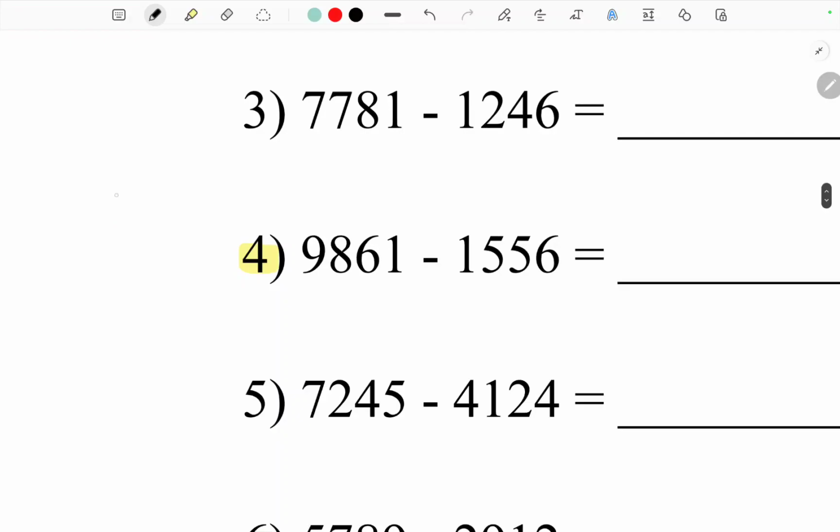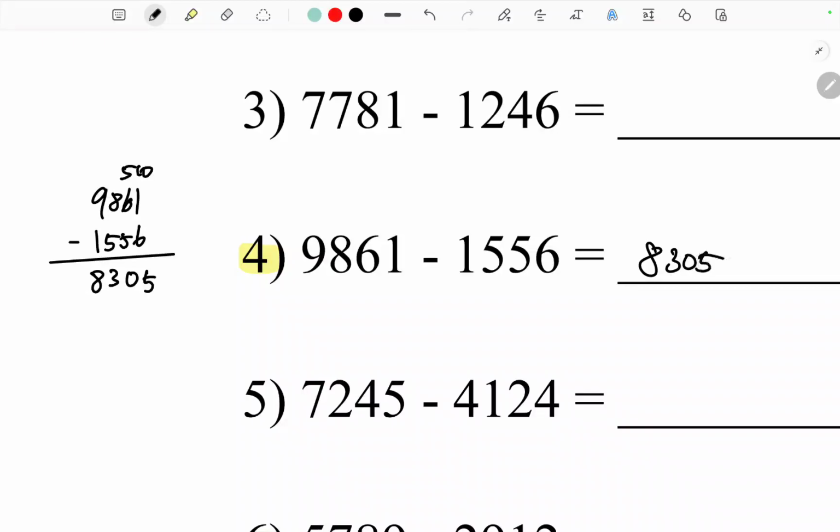Number 4. 9,861 minus 1,556. You're gonna borrow again. So 11 minus 6 is 5. 5 minus 5 is 0. 8 minus 5 is 3. 9 minus 1 is 8. So this will become 8,305.